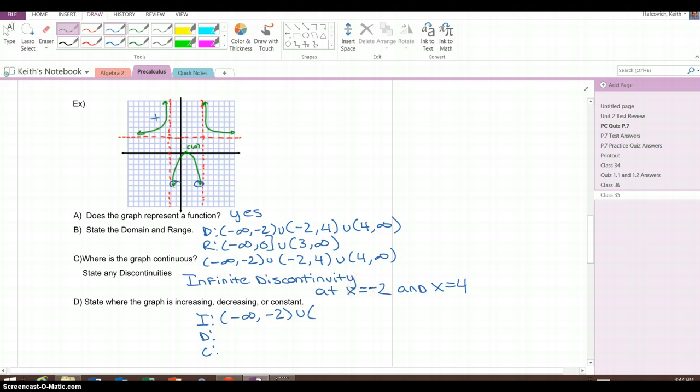Then here, it's also going up from left to right until you get to x equals 1 right here. So negative 2 to 1, it increases. And then from 1 to this vertical asymptote of 4, it decreases. And then after 4, it also decreases until positive infinity. And it's never constant.